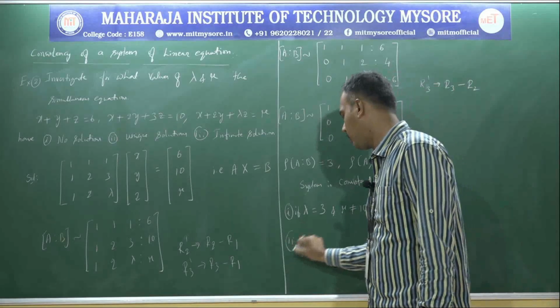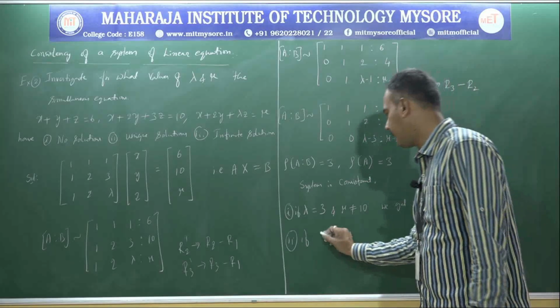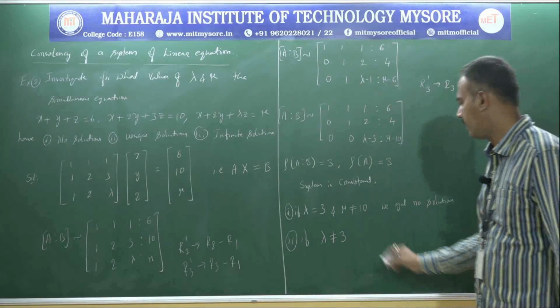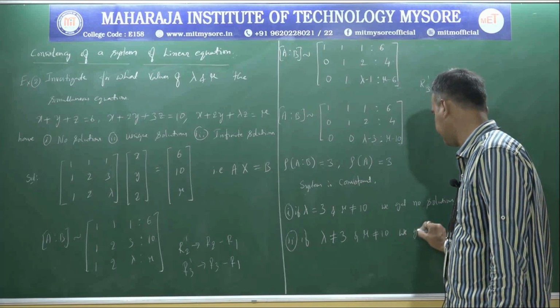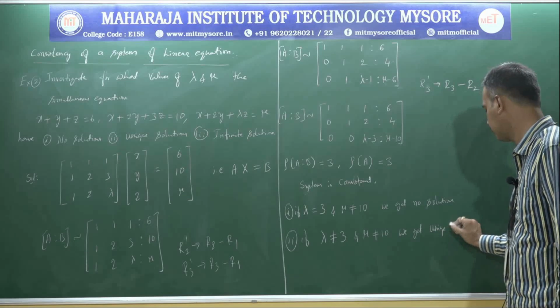Now the second one, what about the second one? We can consider it in such a way that lambda is not equal to 3, and also mu is not equal to 10, and we get a unique solution.